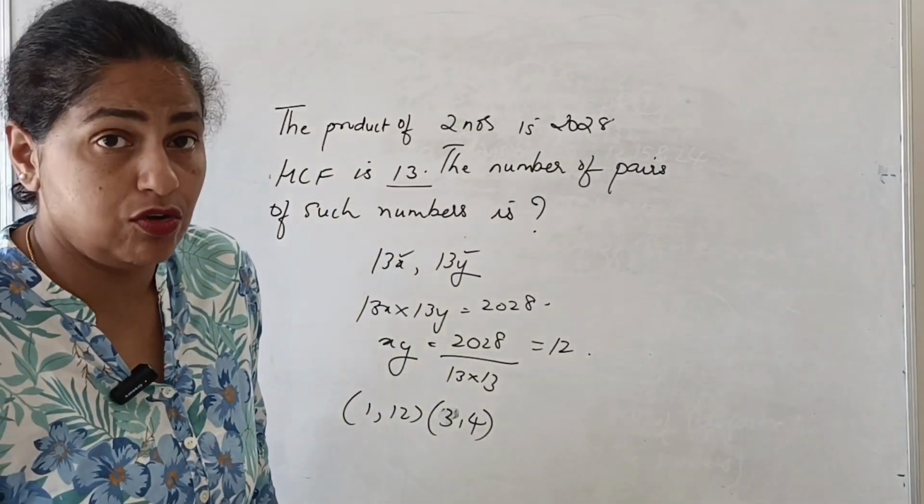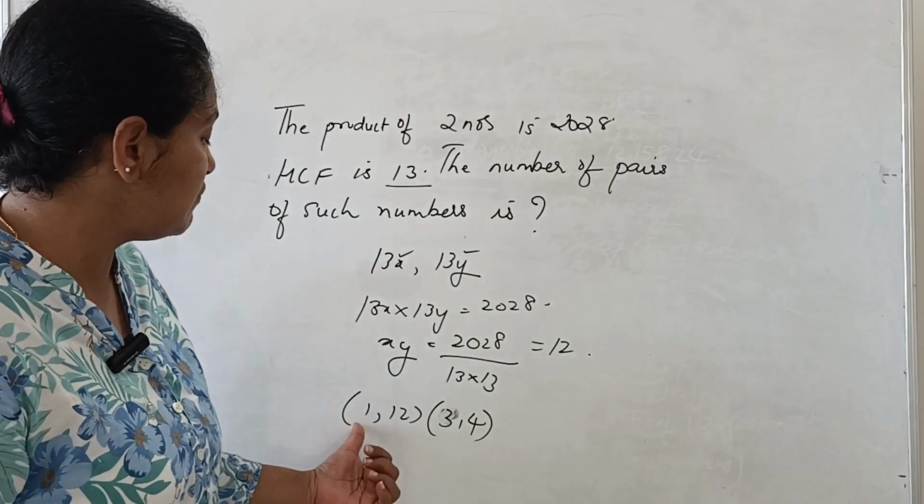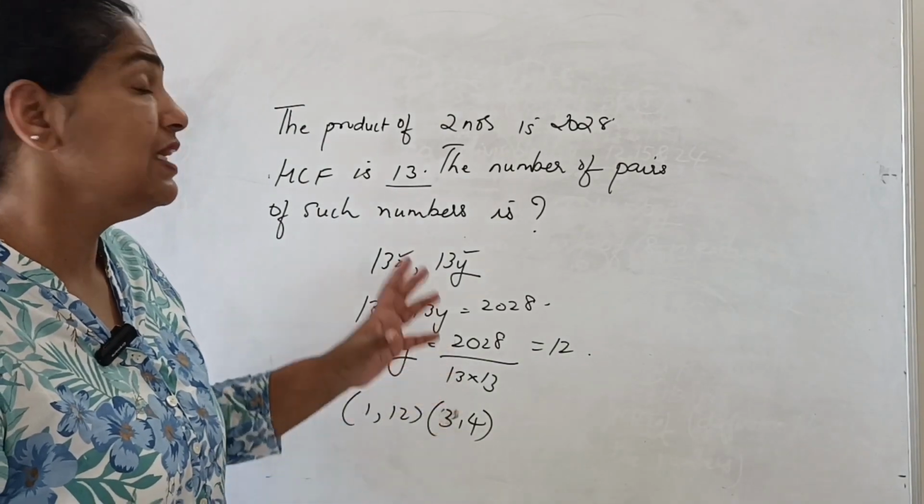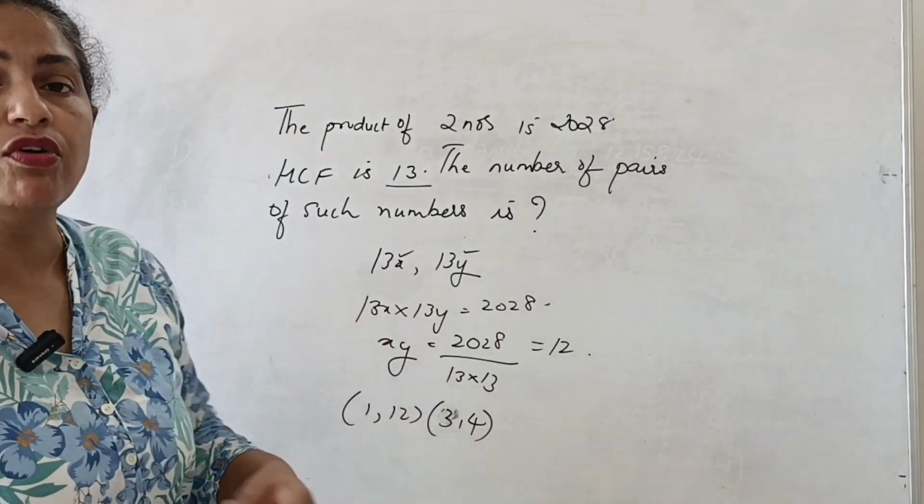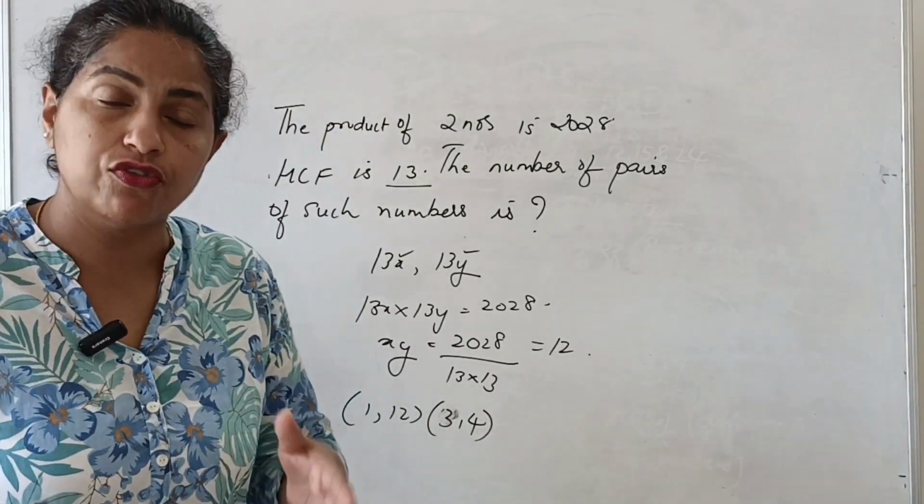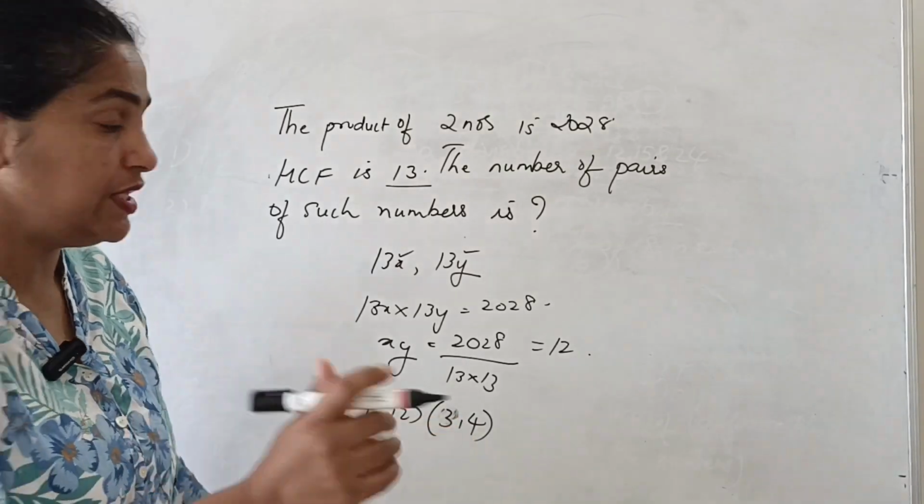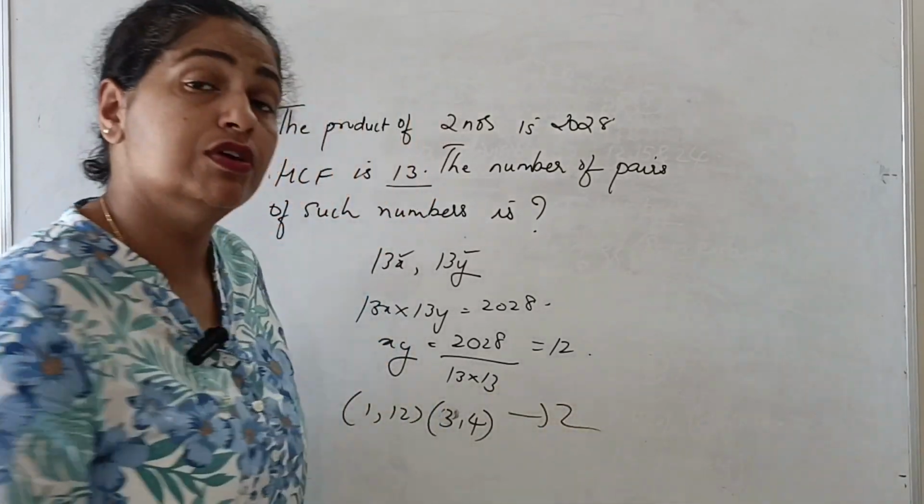So in order to find co-primes that satisfy this particular value, I have got two sets, 1 and 12, and 3 and 4. The reason being x and y are co-prime. So I need to find two co-prime numbers. Otherwise I could have taken 6 and 2 also. But in this case I cannot take them because I am looking for co-primes. So there are two pairs of numbers.